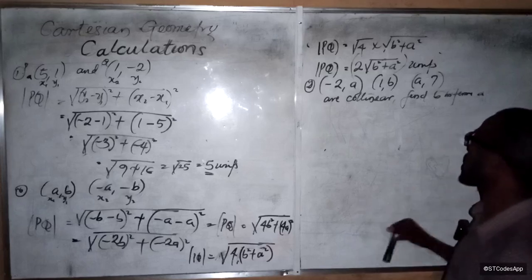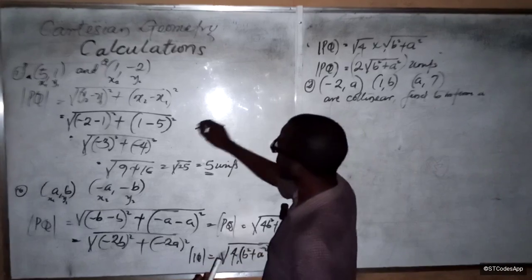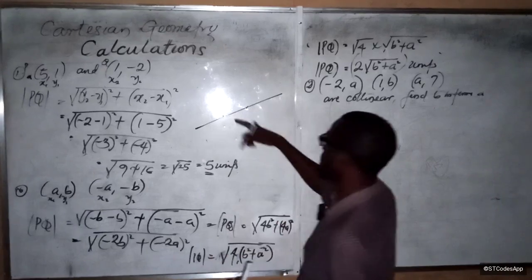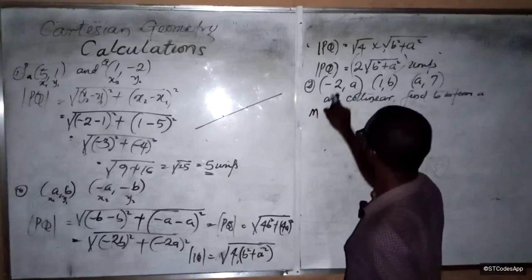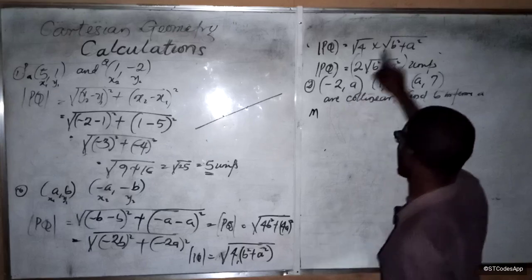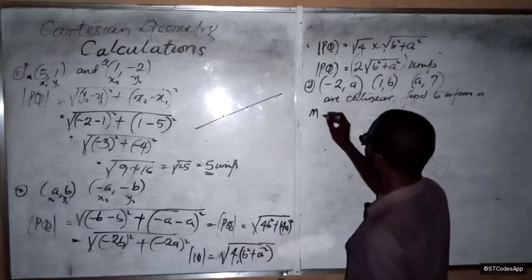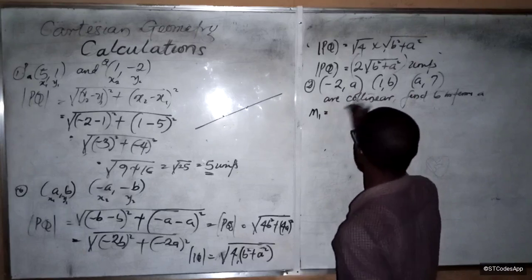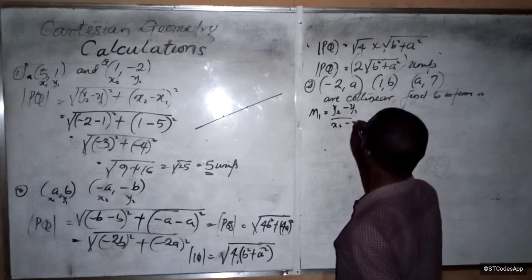Okay, since they are collinear, it means that they represent different points on the same line. So it means that they have the same slope. So if I take the slope with these 2 points, it will be the same as the slope I'll get with these 2 points. So let's take the slope with these 2 points. Let's call that one M1. M1 will be y2 minus y1 over x2 minus x1.